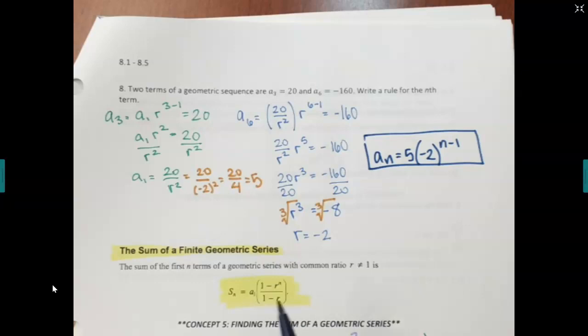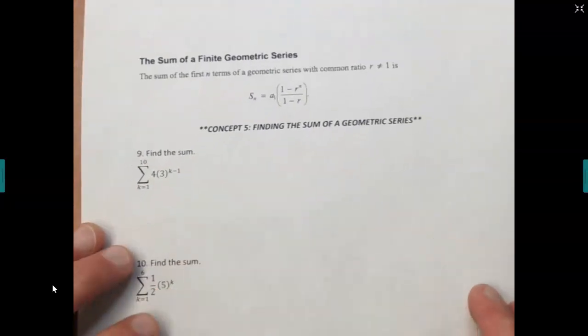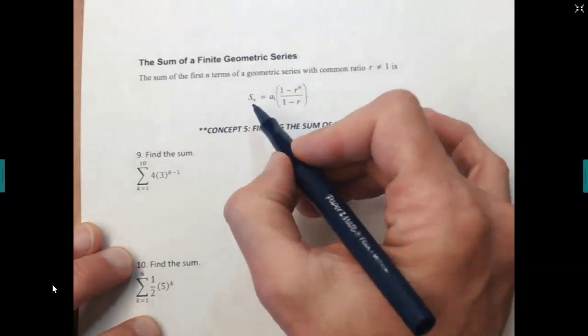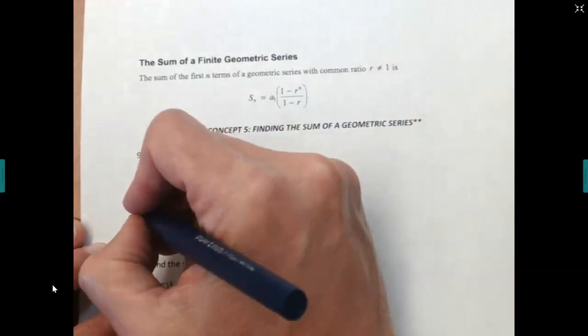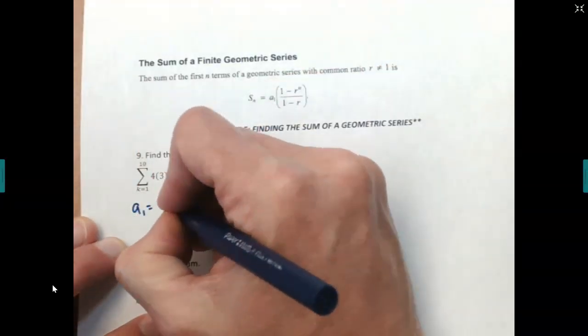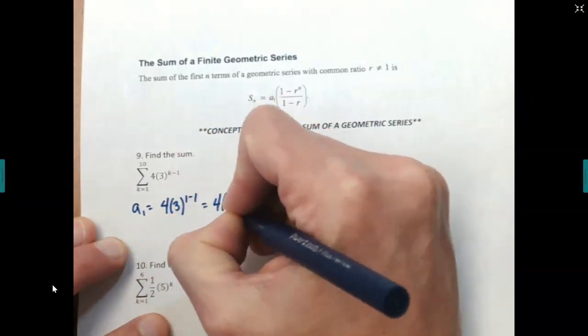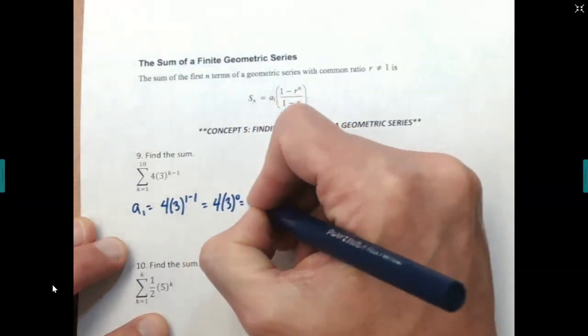S sub n, which means the sum of the number of terms, is equal to a sub 1, our first term, times the quantity of 1 minus our common ratio to the power of the number of terms that we have, all over 1 minus our common ratio. When I use that formula, I need my a sub 1, I need my n, the number of terms, and I need my common ratio. To find a sub 1, all I have to do is plug in 1 into my rule. So I have 4 times 3 to the 1 minus 1 power, which is 4 times 3 to the 0 power. Anything to the 0 power is 1, times 4 is 4.